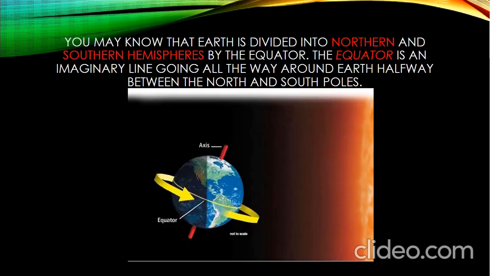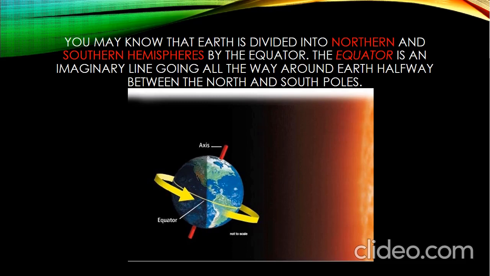You may know that the earth is divided into the northern and southern hemispheres. As you all know, half of the sphere is called a hemisphere. We know the earth has the shape of a sphere, so we cut the earth into 2 equal parts. The upper part is the northern hemisphere, while the lower part is the southern hemisphere.